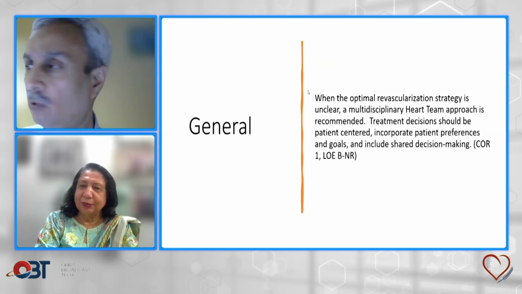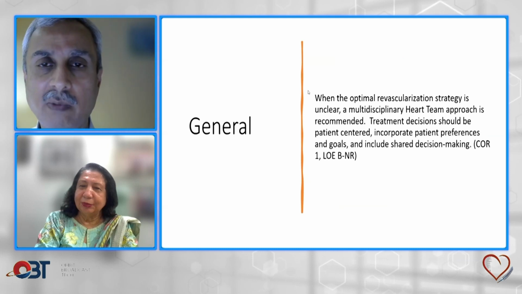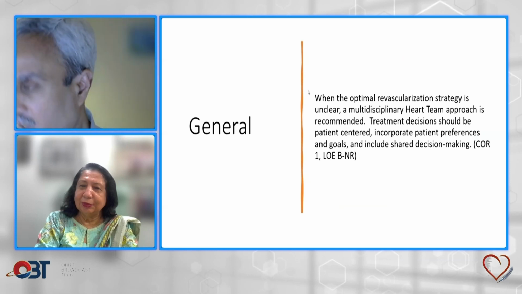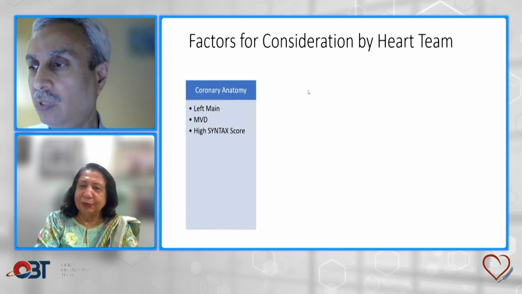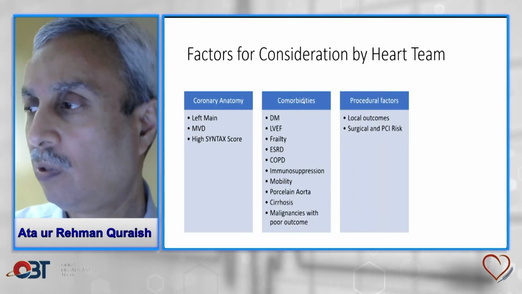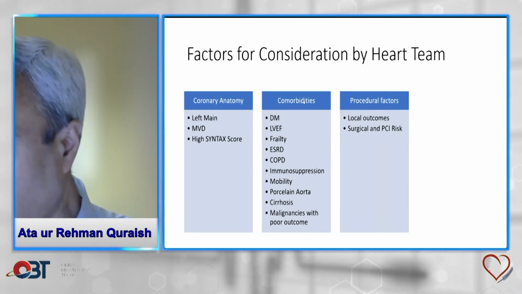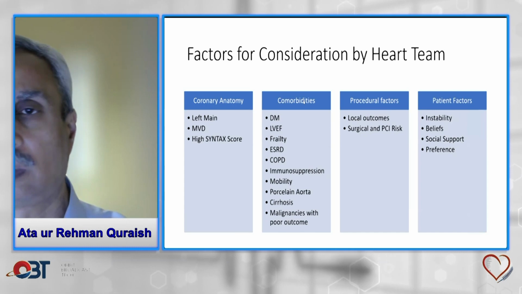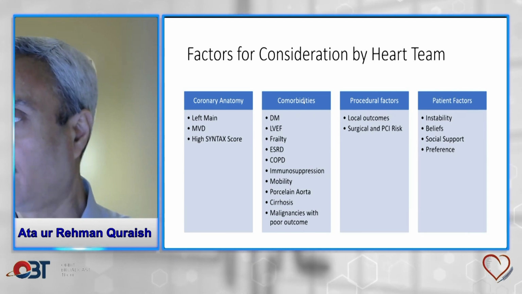General recommendations: when optimal revascularization is unclear, a multidisciplinary heart team approach, as we discussed earlier in Dr. Srivathi's presentation, is important at every center. What are the factors considered by the heart team? Coronary anatomy, comorbidities, procedural factors, which include a very important thing: what is your local outcome and local expertise. That has to be considered very carefully. And patient factors: what patients believe, what social support is available, and what the patient's preference is. These are the factors to be considered by the heart team.